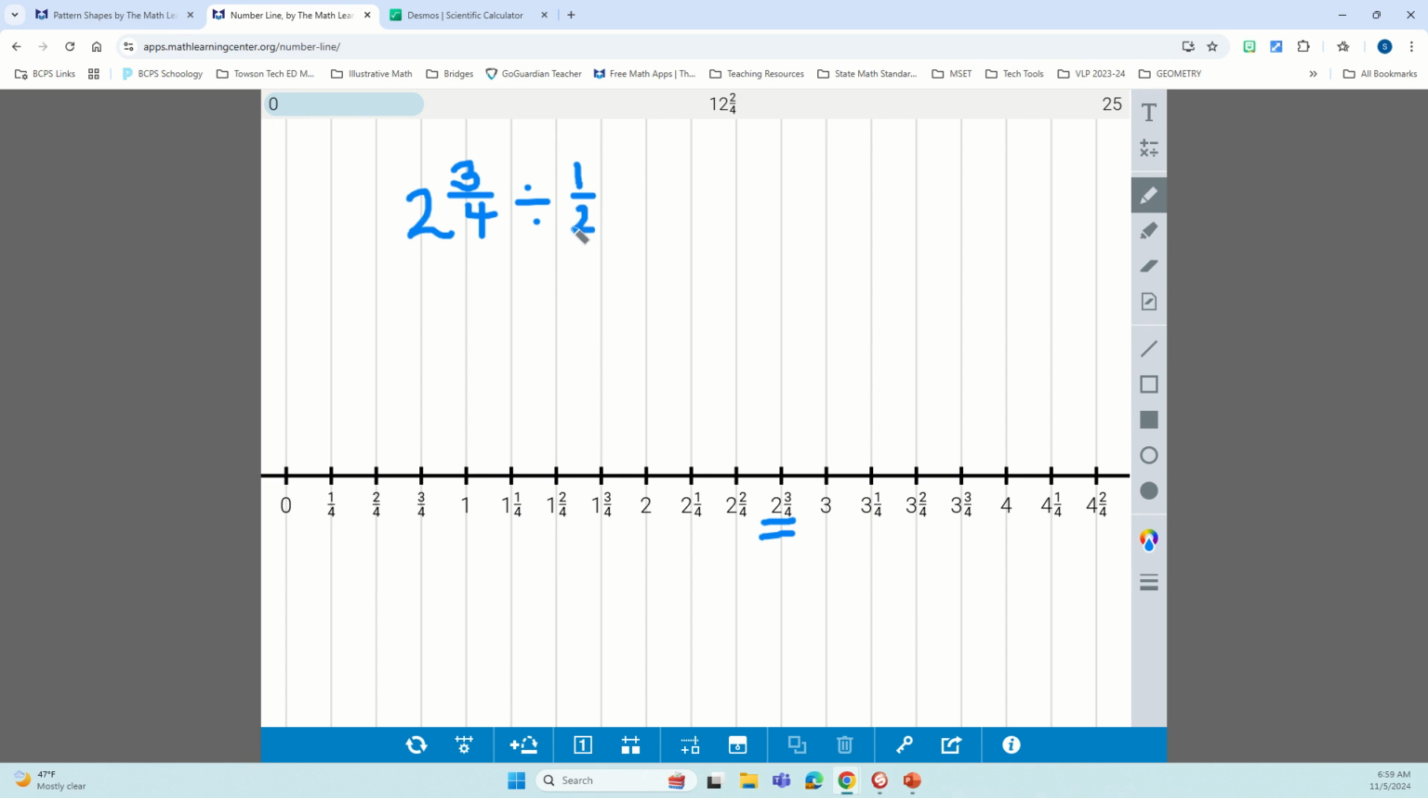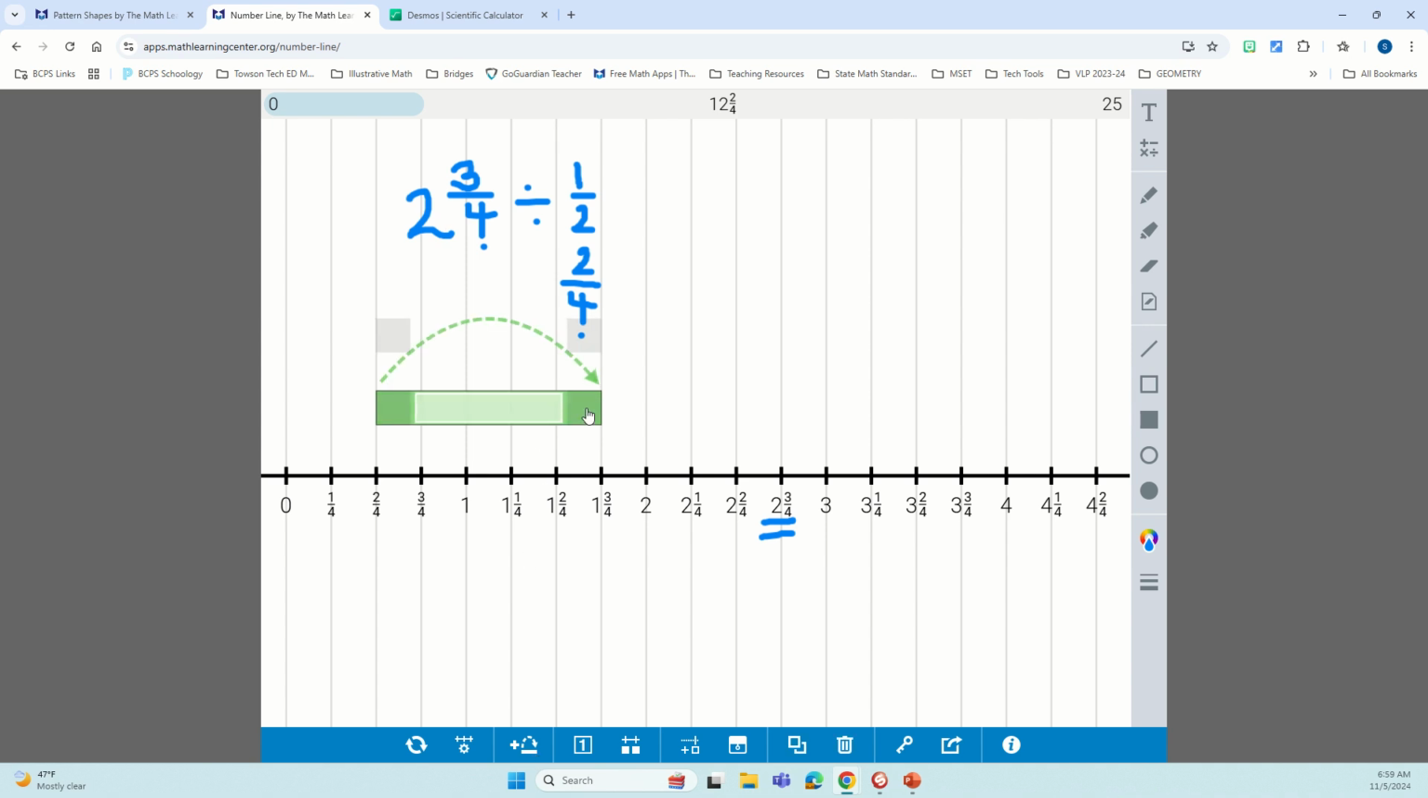To make it a little easier, I'm going to change the 1/2 to 2/4 so I can count by fourths. Keep my denominators the same. All right, here we go. We're ready. So how many of these 2/4 are there in 2 3/4?